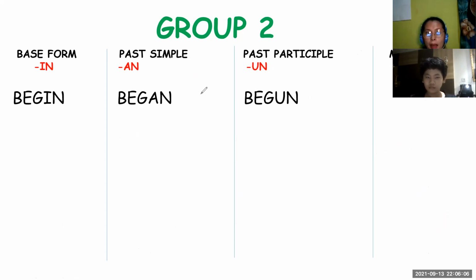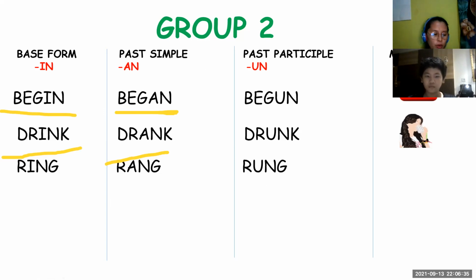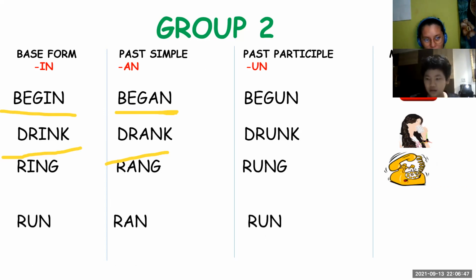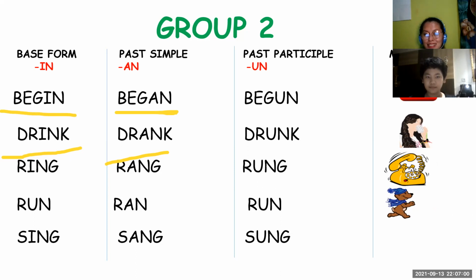Begin. When you say begin, that is a base form. In the past simple, it will become begun. All right. Another word is drink. Drink will become drunk. How about ring, like a cell phone ring? It will be rang. Run, that is ran. Sing is sang. Okay.